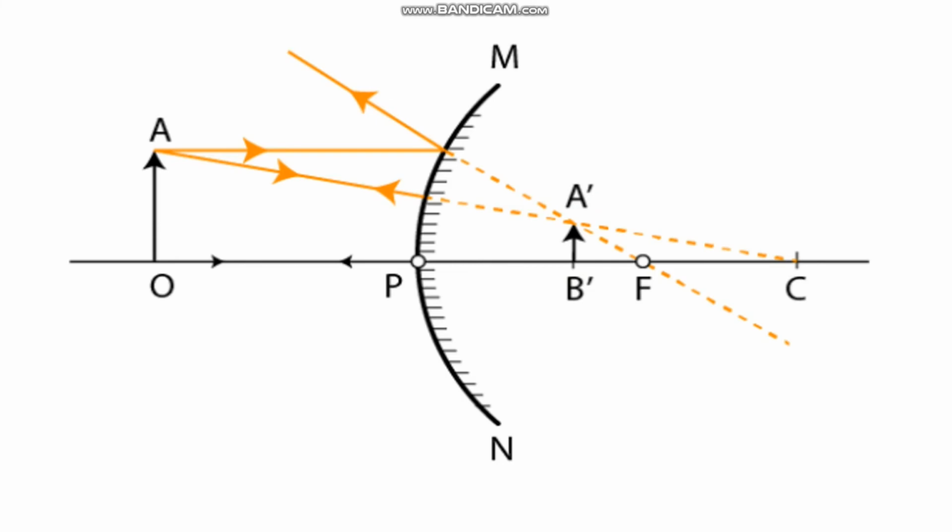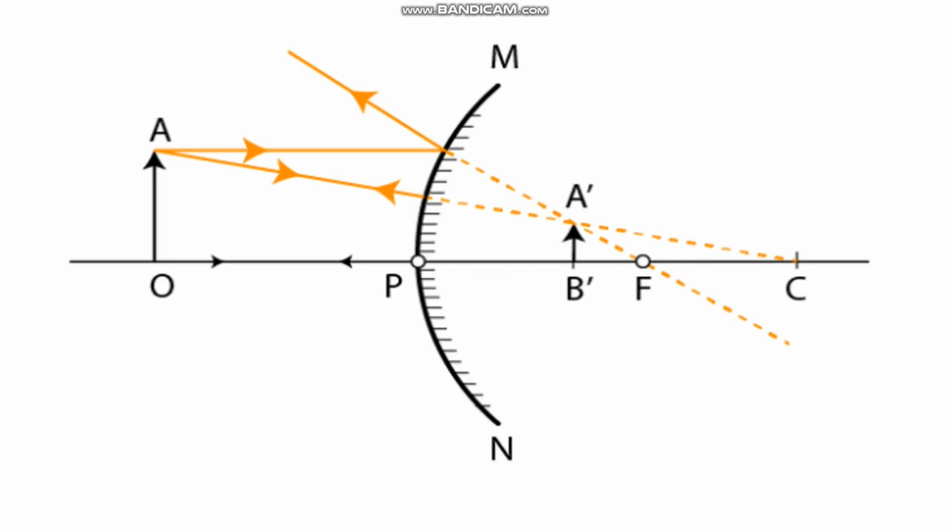So that gets reflected as if it is coming from the focus. The reflected rays in the convex mirror are always divergent rays. So they do not intersect, and we do not get any real image. To obtain the image for these rays, we have to extend them back, and A dash B dash will be formed. That is a virtual image, which is formed in between the pole and the focus.